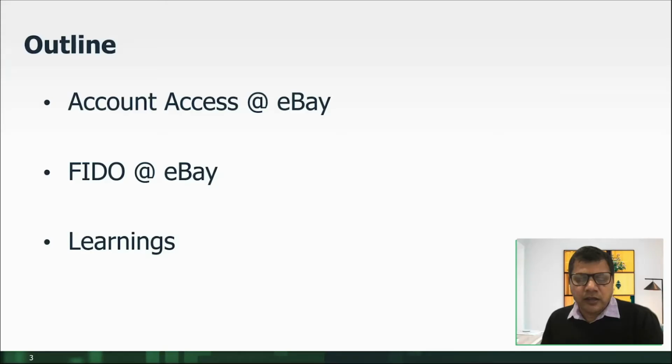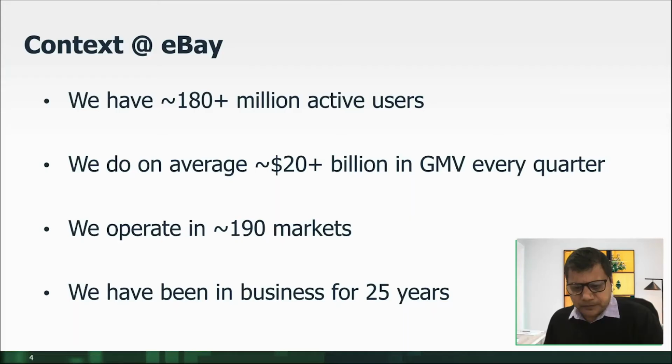In the session today, we would like to share some of the learnings and challenges that we came across as we went through our deployment, primarily around the FIDO protocols. Before we get started and go into the implementation details, I wanted to set some context around eBay in general and our deployment environment.